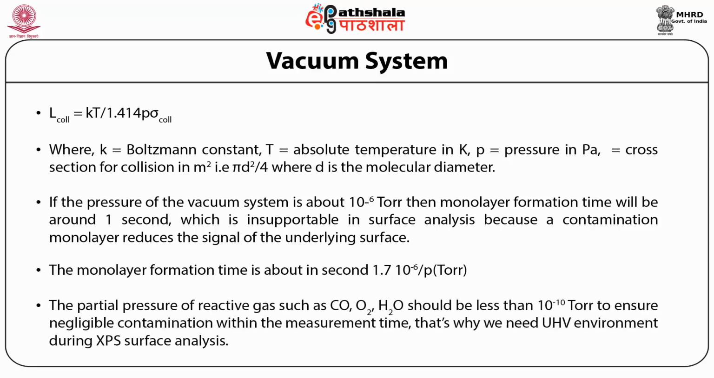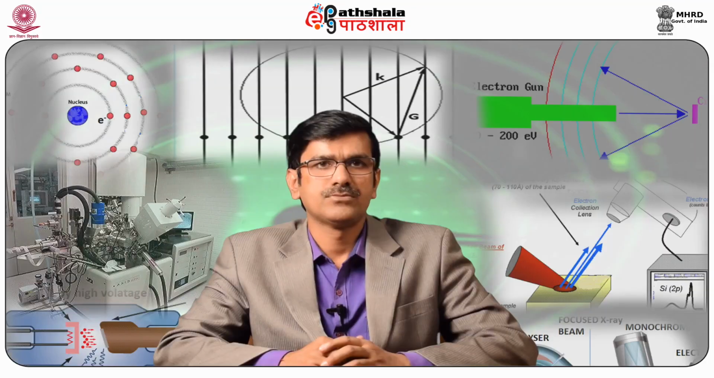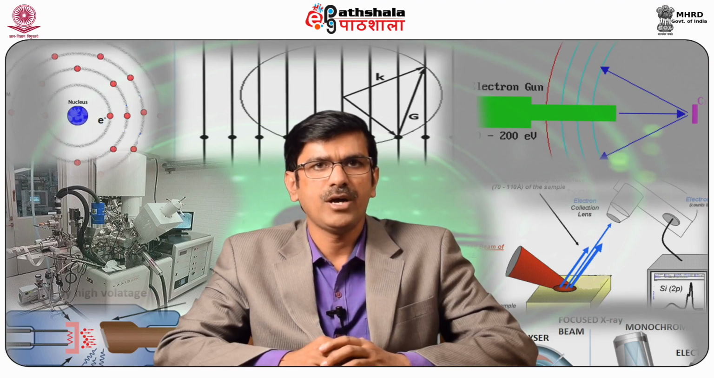The partial pressure of relevant gases such as carbon monoxide, oxygen, and water should be less than 10 to the power minus 10 torr to ensure negligible contamination within the measurement time. That's why we need UHV, an ultra high vacuum environment, during XPS surface analysis. Now a big question: why is ultra high vacuum required?